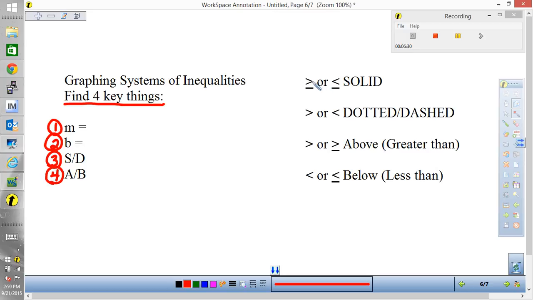Let's review. If it is a greater than or equal to or less than or equal to, that tells me it's solid. This equal to part is going to be what tells me that it's solid. When it does not have the equal to, this is going to be a dotted or a dashed line. When you have the greater than symbol, we're going to shade above. When you have the less than symbol, you shade below.